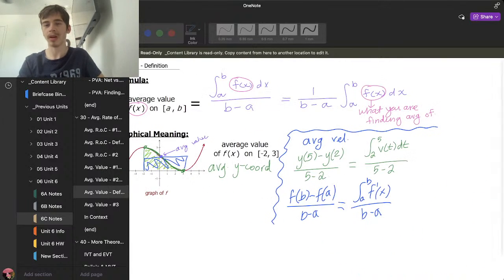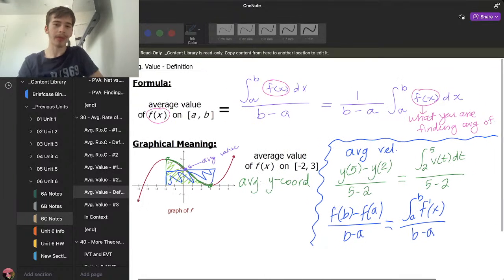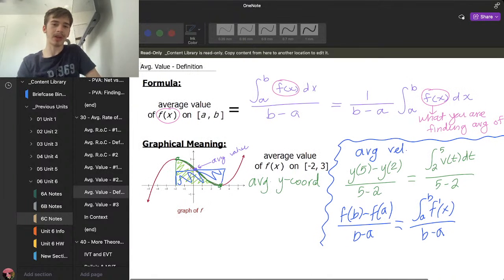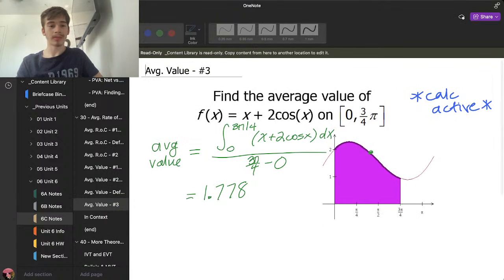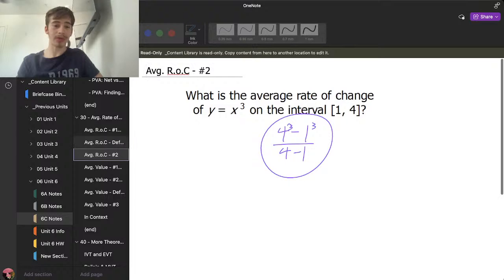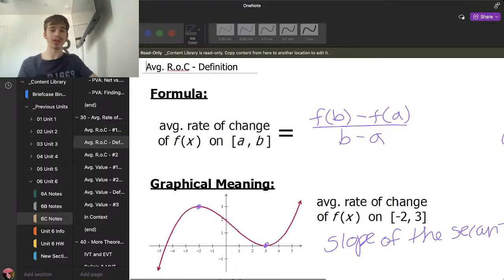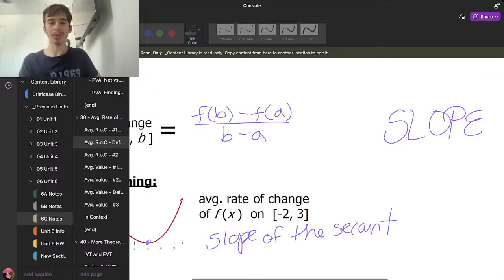I'm too tired. The integral from a to b of f of x dx, divided by b minus a, is your average value of f of x. Average rate of change is also important. Average rate of change is just f of b minus f of a divided by b minus a. Slope of the secant.